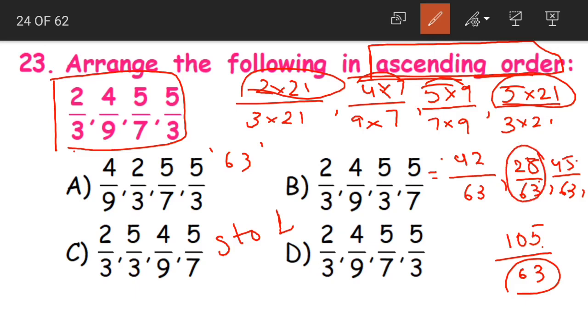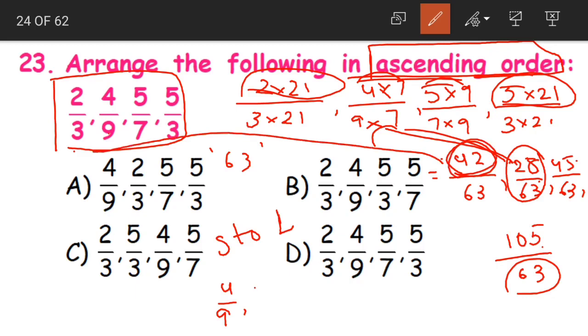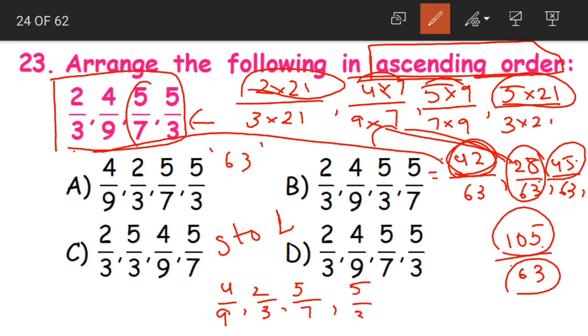28. What is 28 by 63? 28 by 63 is our second fraction, that is 4 by 9. So 4 by 9 comes first. Then we have 42 by 63. So 42 is nothing but our first fraction, 2 by 3. Then we have 45. 45 is our third fraction, 5 by 7. And lastly we have 105, that is our last fraction, 5 by 3. So this is our ascending order: 4 by 9, 2 by 3, 5 by 7 and 5 by 3.